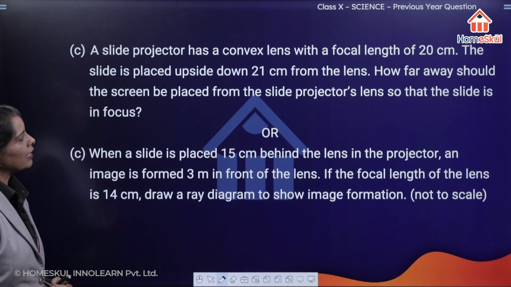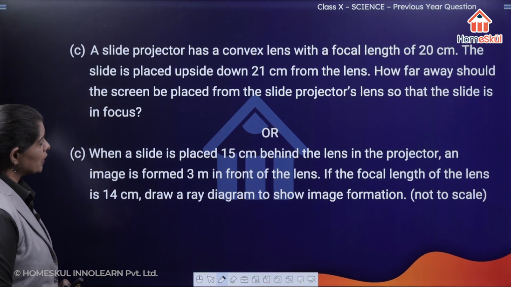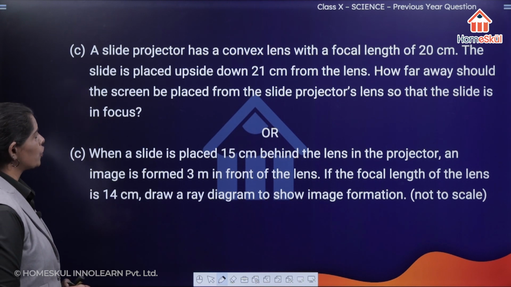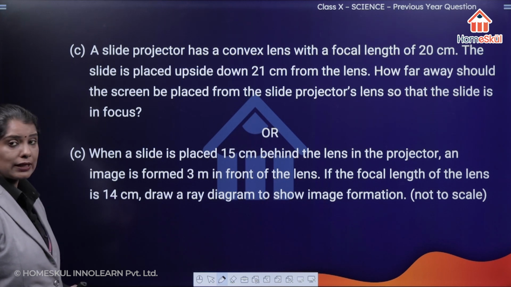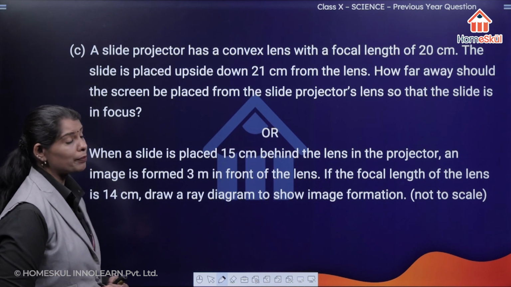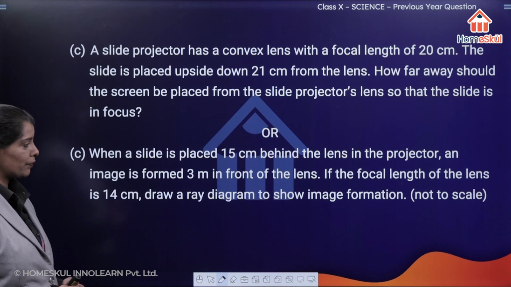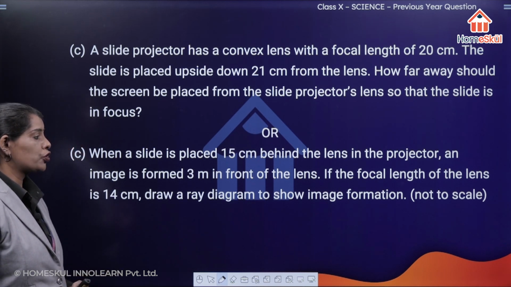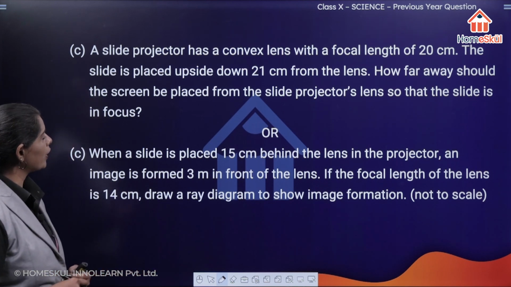A slide projector has a convex lens with a focal length of 20 centimeter. The slide is placed upside down 21 centimeter from the lens. How far away should the screen be placed from the slide projector's lens so that the slide is in focus? There's an OR question also. When a slide is placed 15 centimeter behind the lens in the projector, an image is formed 3 meter in front of the lens. If the focal length of the lens is 14 centimeter, draw a ray diagram to show the image formation, which should not be up to the scale. Okay, let's go for this question.